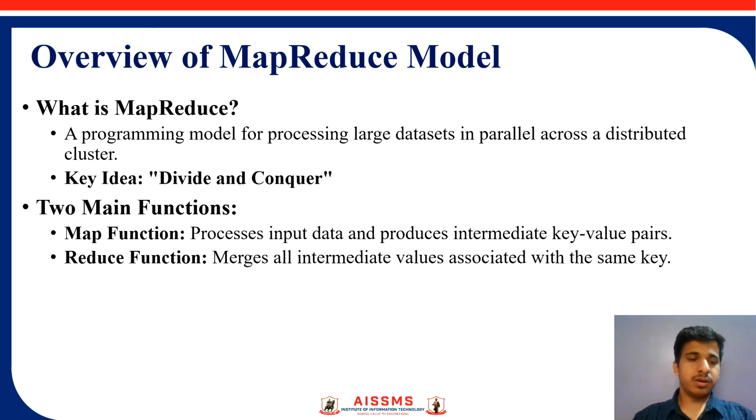It mainly consists of two important functions. The map function, which processes the input data and converts it into key value pairs. For example, in the word count problem, it takes the word as a key and assigns each one a count of one. The reduce function, which then merges or aggregates the intermediate values associated with the same key. In this case, summing up the count for each word. So together map and reduce make it possible to handle massive datasets efficiently.